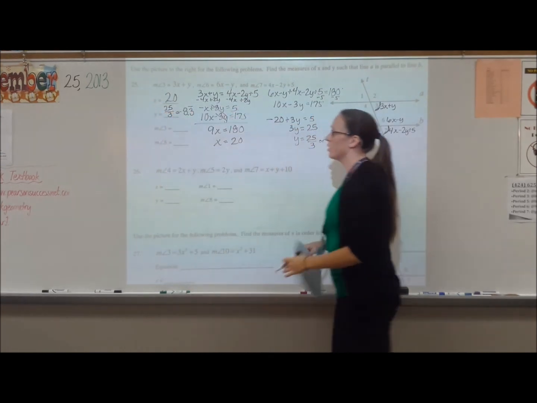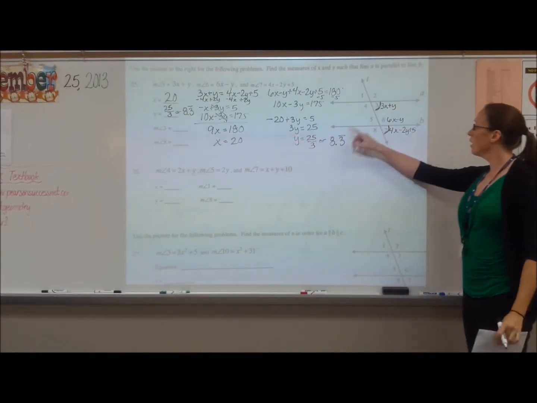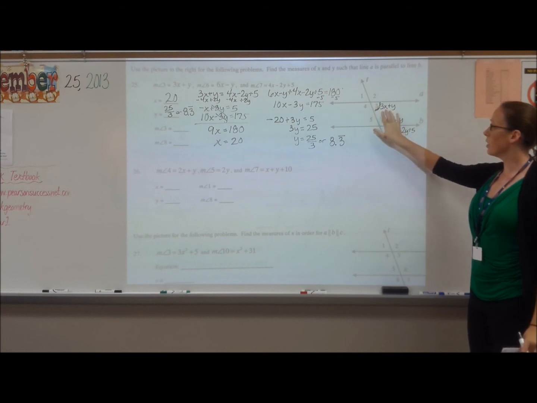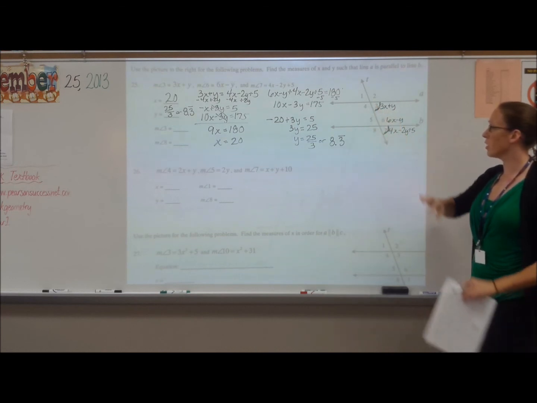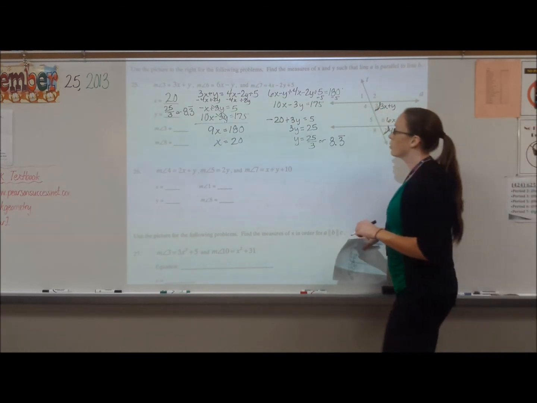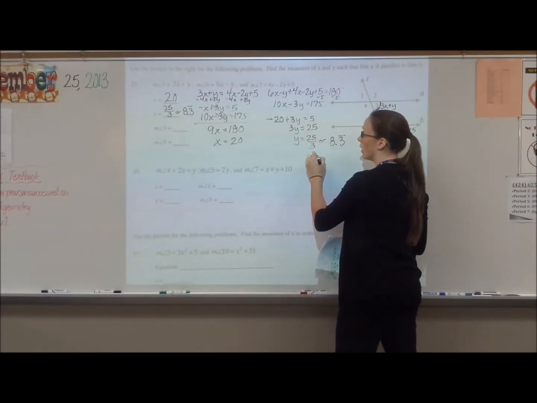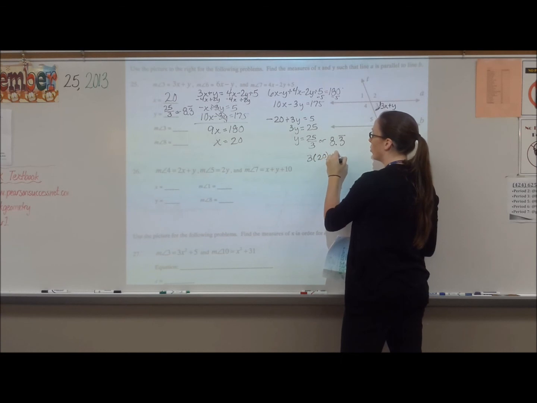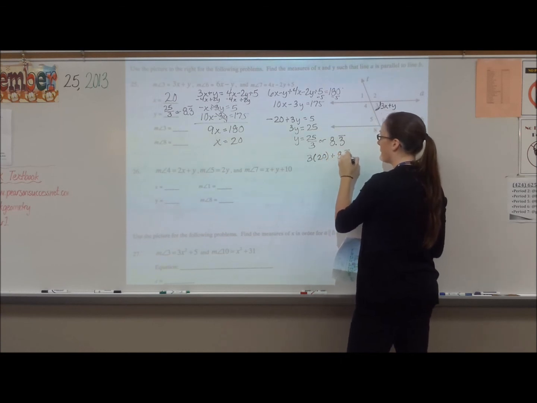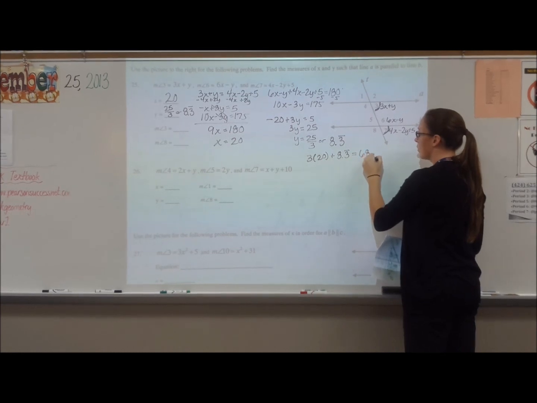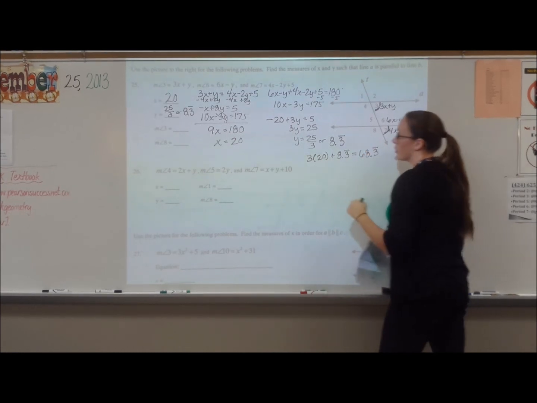Last thing we need to consider, they asked us to find two angles, angle 3 and then angle 8. Let's focus on angle 3 because we have an expression to represent that right now. 3x plus y, fill in your values. 3 times the 20 plus 8.3 repeating. 60 plus the 8.3 more, we're looking at 68.3 degrees repeating.